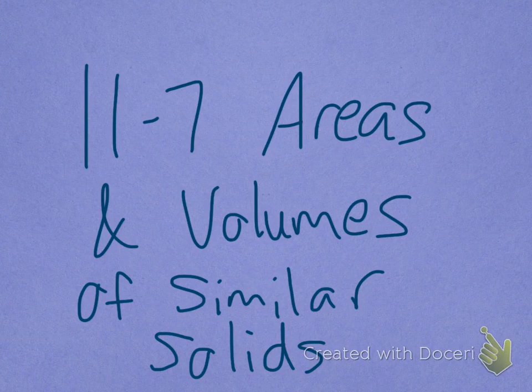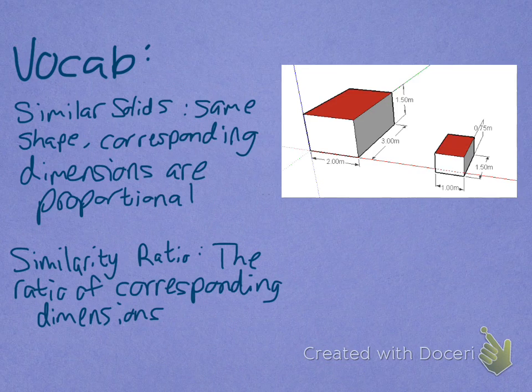Alright, today we're talking about 11-7, the areas and volumes of similar solids. Now for two solids to be similar, that means they have the same shape, like a cone and a cone, a rectangular prism and a rectangular prism, and their corresponding dimensions are proportional. We have an example over here to your right, and we're going to look at corresponding sides, and it's not necessarily always how it looks.